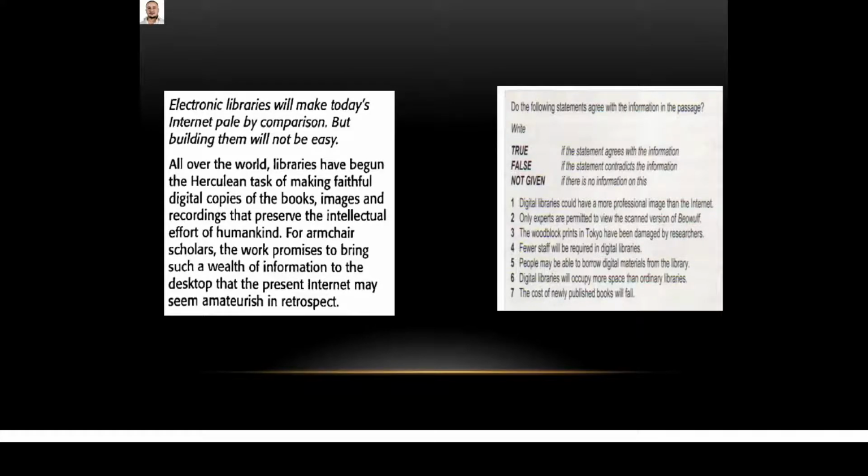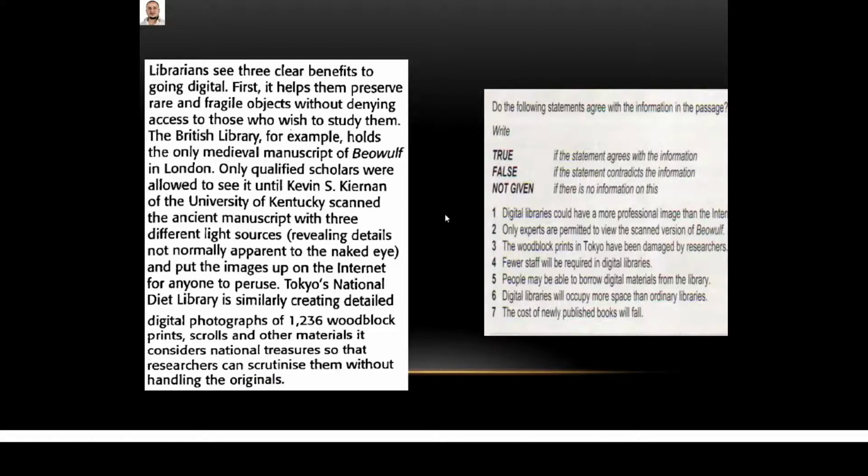So, number 1, digital libraries could have a more professional image than the internet. So, professional and primitive. Digital libraries will be professional, the internet will be primitive, so the sentence here is true. That's why we said the sentence here is true. Let's go to number 2. Only experts are permitted to view the scanned version of Beowulf.